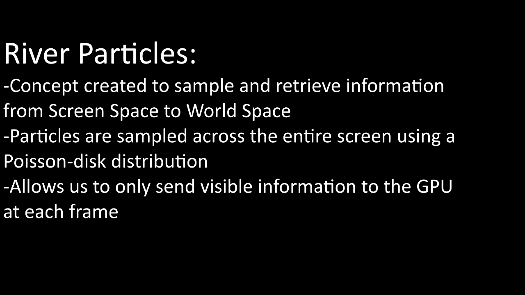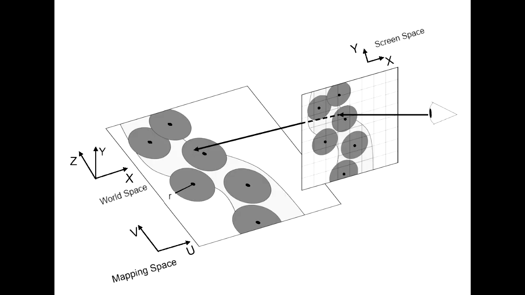River particles. They are a concept we created to retrieve information from screen space to world space. We start by generating a Poisson distribution of points across the entire screen, and we recast these points to the world in order to retrieve their 3D position. This allows us to send only the visual information at each frame to the GPU. As the particles are created in screen space, in order to retrieve their world position, we raycast from the camera and store the collision point of that ray in the world.